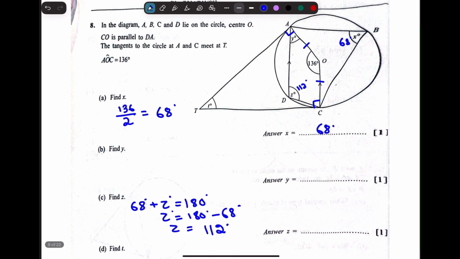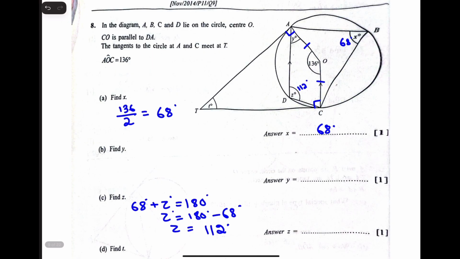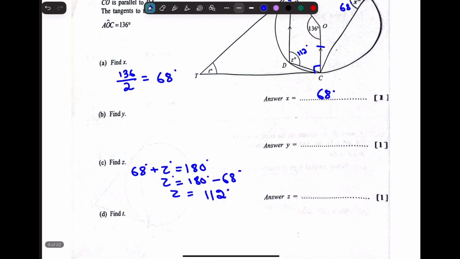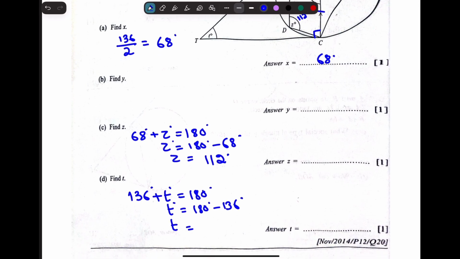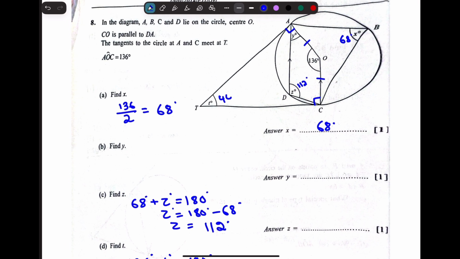And we can also figure out angle T because this is a tangent kite and we know that the opposite interior angles of a tangent kite are supplementary. So basically 136 plus T should also be equal to 180. So T is going to be 180 minus 136. So T is 44 degrees. So angle T is 44 degrees.